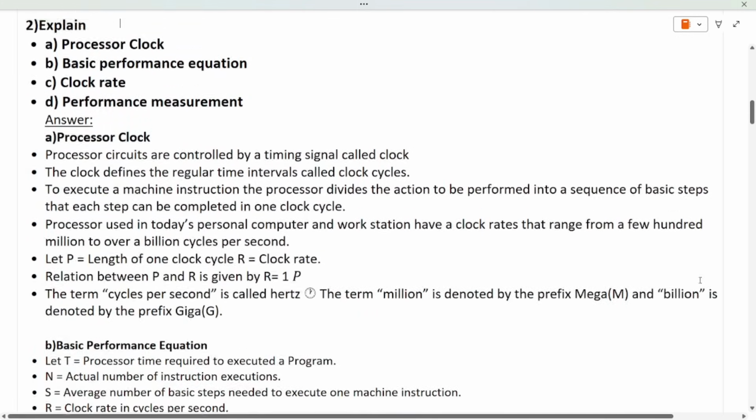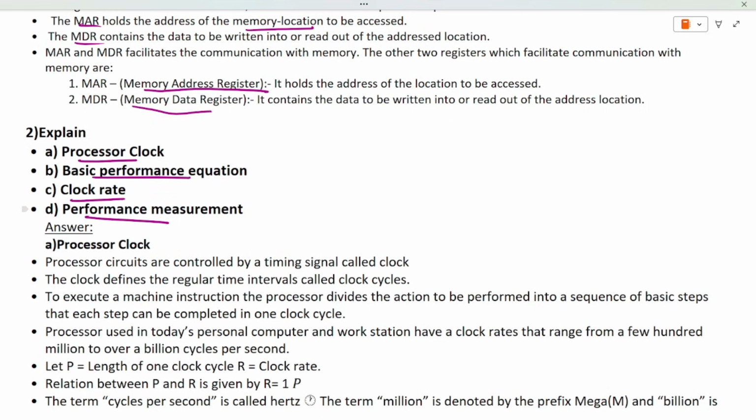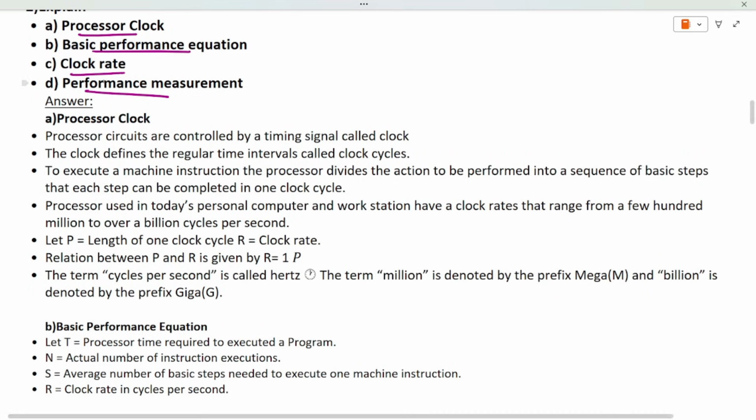Now let's look at the processor clock, basic performance equation, clock rate, and performance measurement. What is the processor clock? Processor circuits are controlled by a timing signal called a clock.